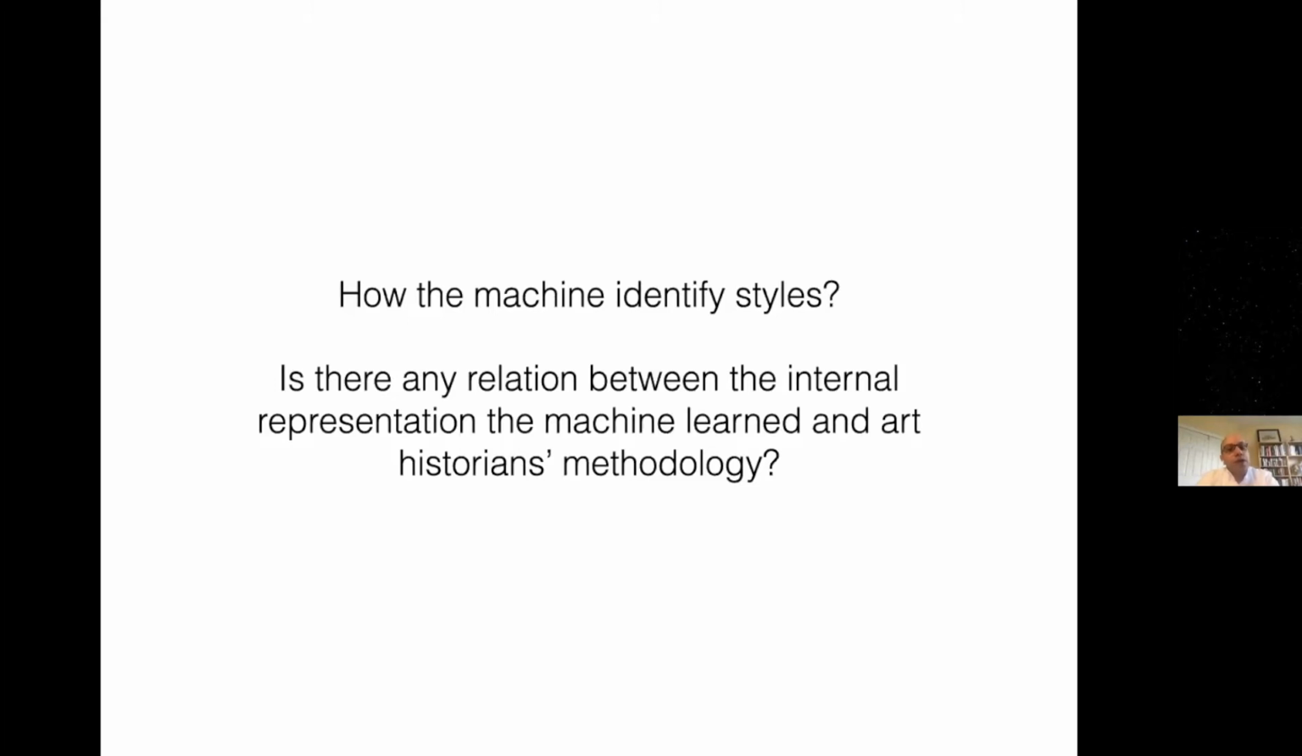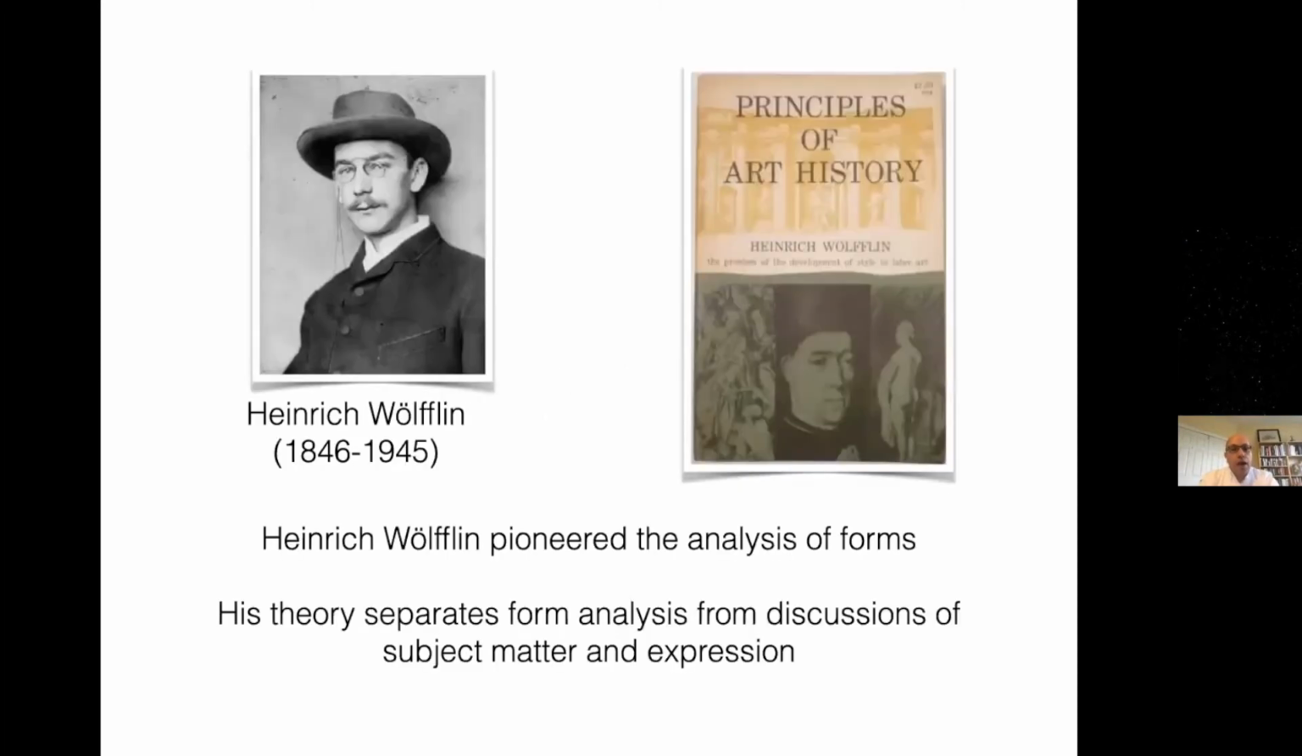So we went into studying how the machine identifies style, and whether there is a relation between the way the machine internally represents style and the way art historians think about style. For that, it's very important to look at how art historians look at style. Here, this is Heinrich Wölfflin, one of the founding fathers of modern art history. He basically had a theory about style.